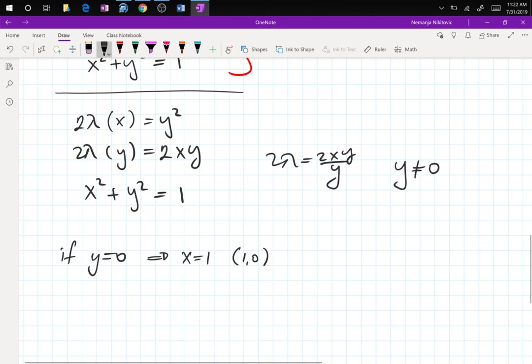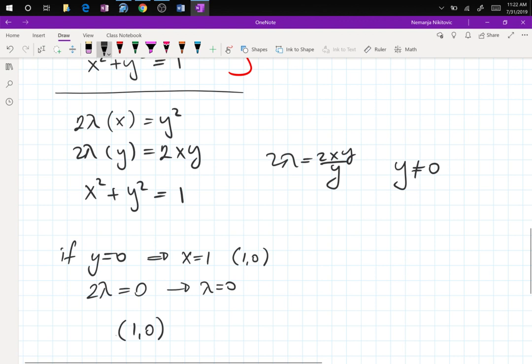So if y is equal to 0, then x must be 1 because of the third equation. So now I plug in these, I get 2 lambda is equal to 0, from where I calculate that lambda is 0. So now when I plug that in here, I get lambda is 0, y is 0, 0 equals 0. So wow, this actually works. (1, 0) is one of the solutions.